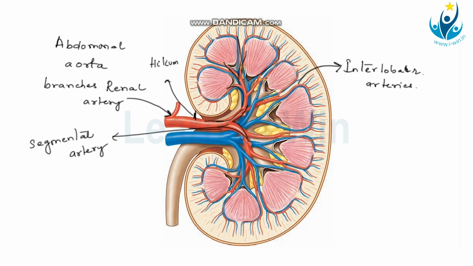Now from there, the vessels, as you can see, are becoming smaller and smaller, and now whatever vessels are there, you have to trace them in the medullary region. So what we are going to do is take a medullary region and expand it, to see how the interlobar arteries are further getting divided and into what.